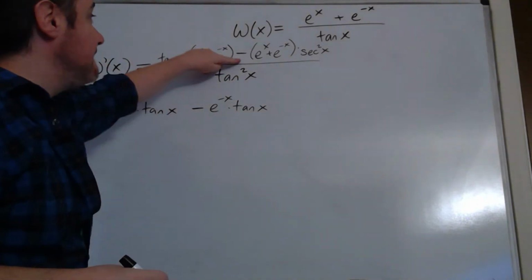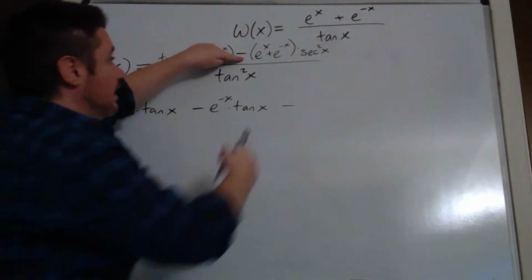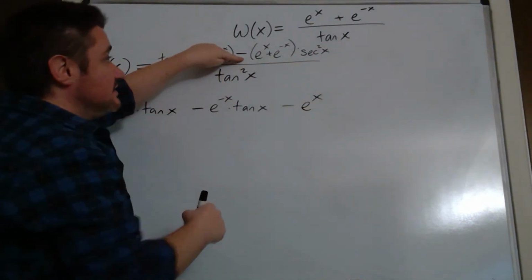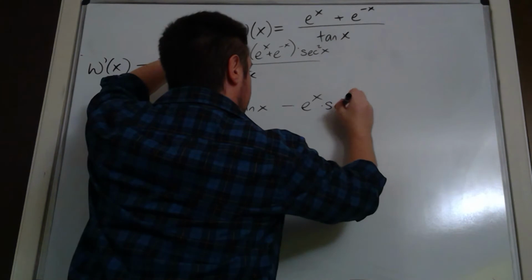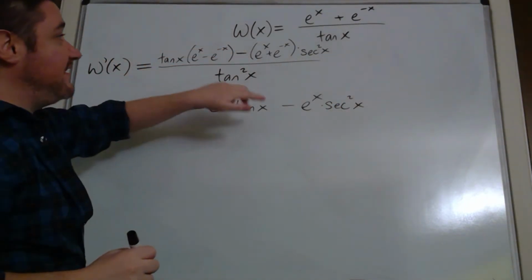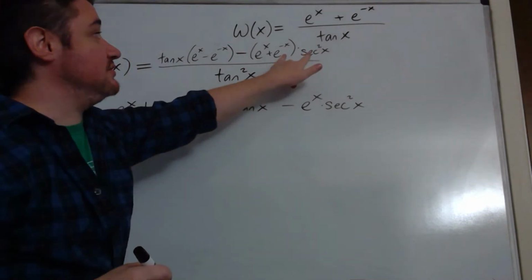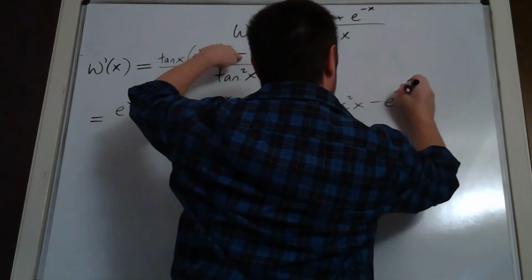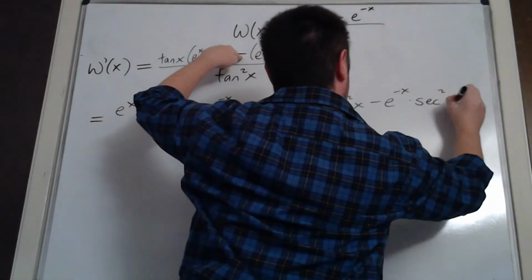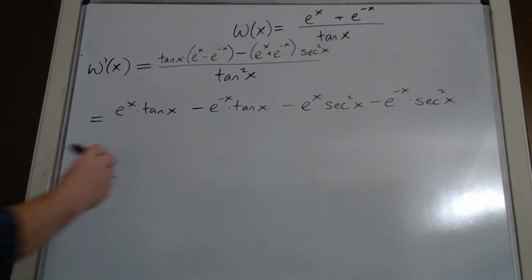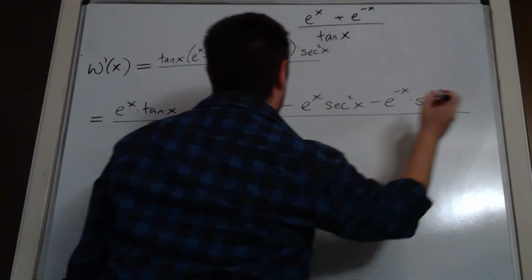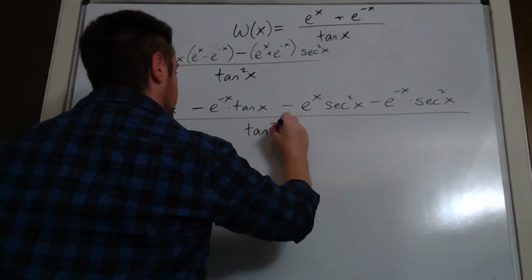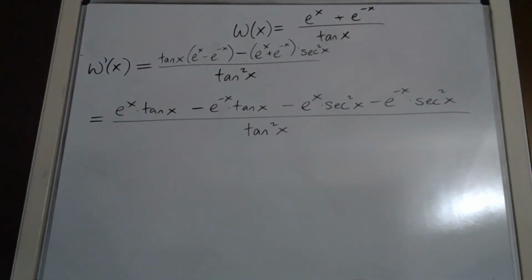What's happening over here? Then I've got minus e to the x times secant squared of x. All right, and then I've got, this is e to the negative x times secant squared, so that'll be a positive term. I'm subtracting everything over here, though, so that's going to have a minus in front of it. Minus e to the minus x times secant squared of x, and that's all over tangent squared of x. Okay, looking kind of a mess. Where do we go from here?